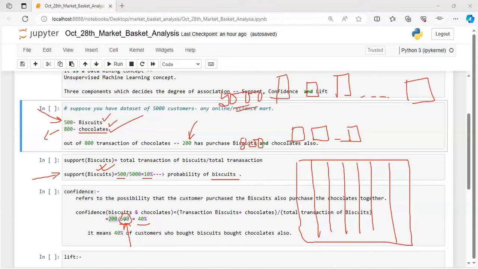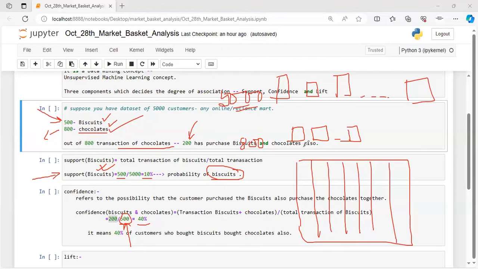I'm not able to understand why, how you can do 200 divided by 800. Why not we calculate this? You can, if we are getting that 10% of people are purchasing the biscuit. Yes. So what is 500? Biscuit. Yes, that's why you have taken 500. Yeah. But sir, you are also mentioning that out of 800 transactions, 200 purchased biscuit and chocolate. 800 transactions of chocolates, 200 people have purchased biscuit and chocolates.